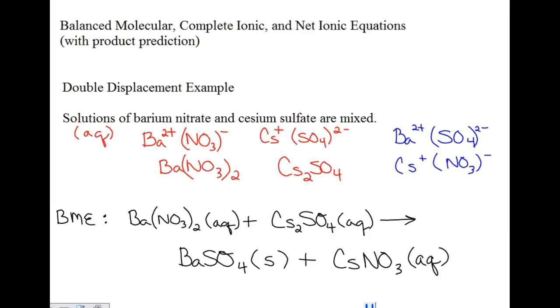Now, this is not a balanced molecular equation yet because we haven't actually balanced it, and it simply needs a 2 in front of the cesium nitrate, and everything else is balanced. That's usually not the terribly hard part. The complete ionic takes a little bit more time.